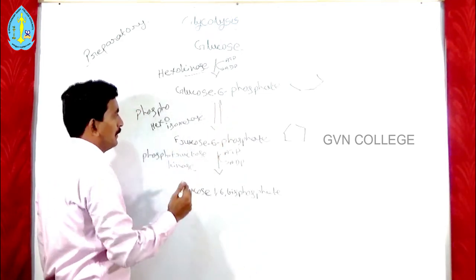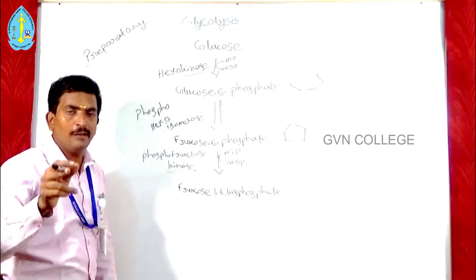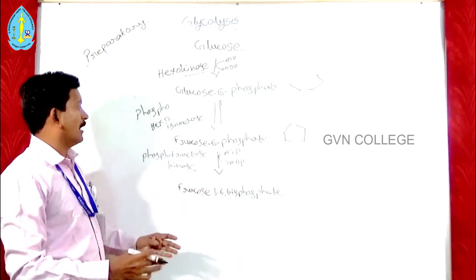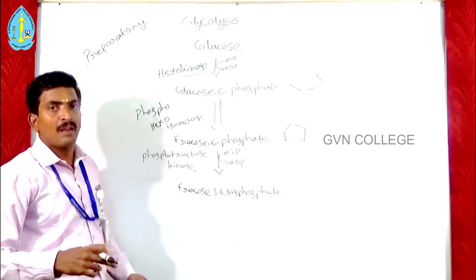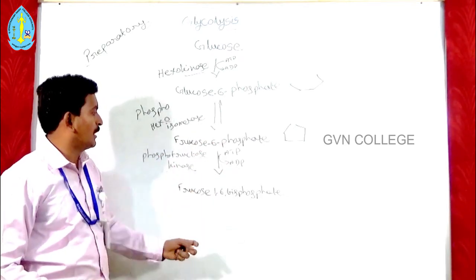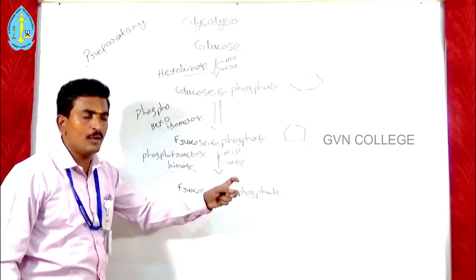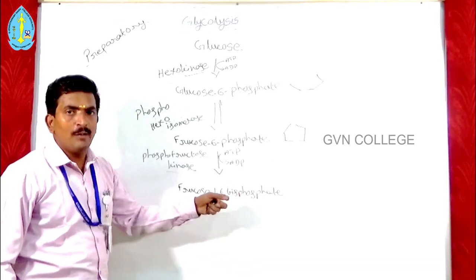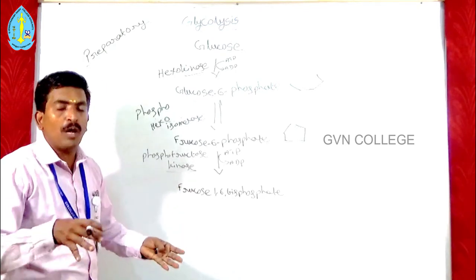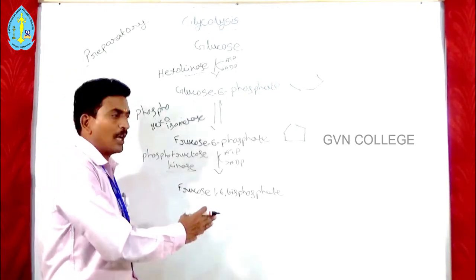This reaction is not reversible. Whenever the kinase enzyme is involved, that reaction is non-reversible. So the phosphofructokinase enzyme converts fructose 6 phosphate into fructose 1,6 bisphosphate. Here, fructose 1,6 bisphosphate is important because the new phosphate molecule is already on the first carbon atom.